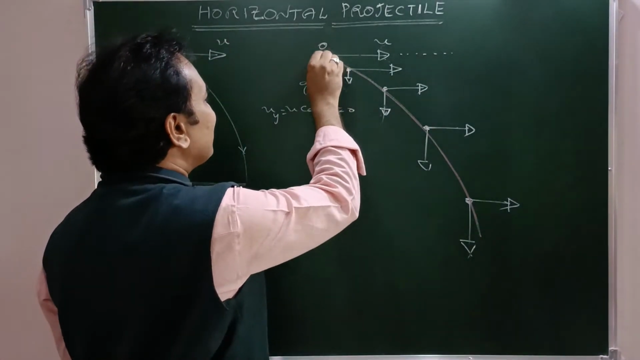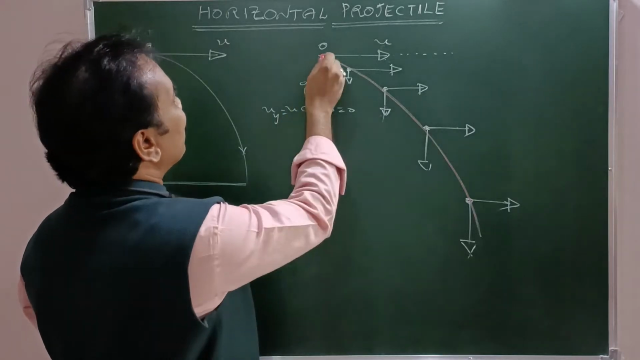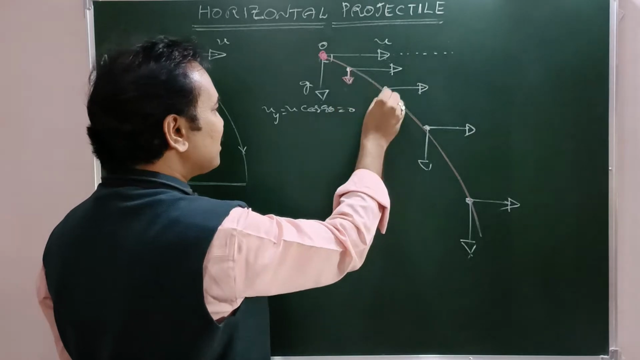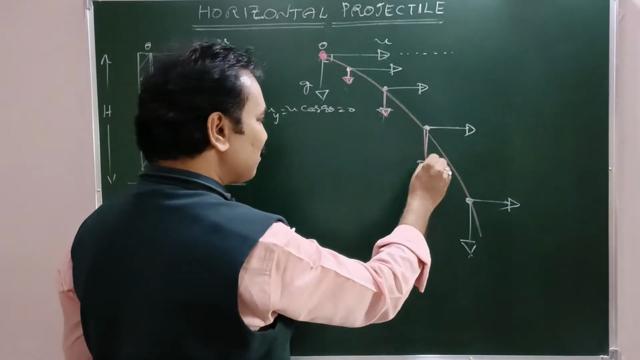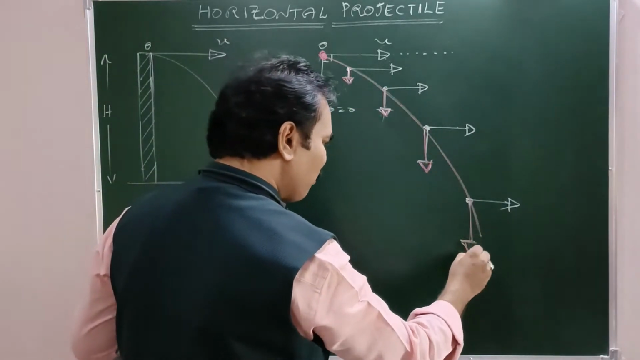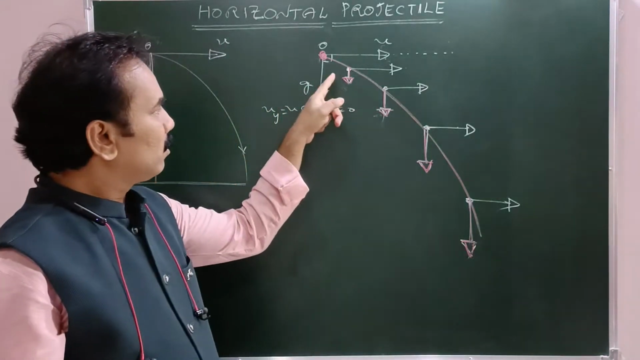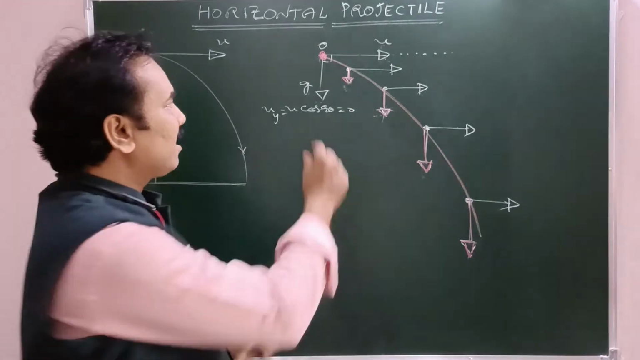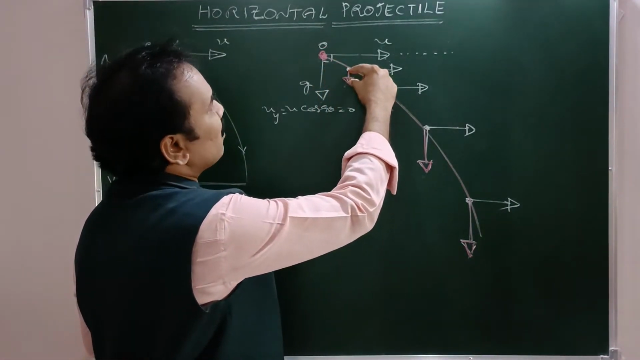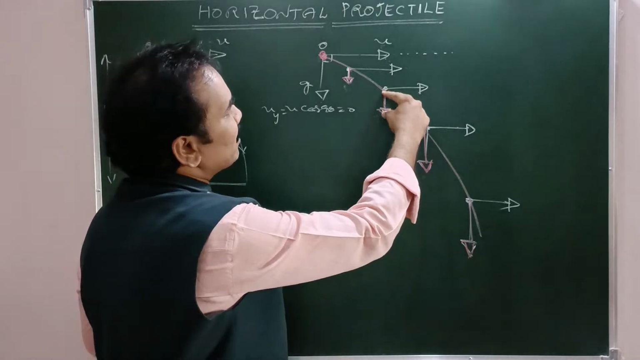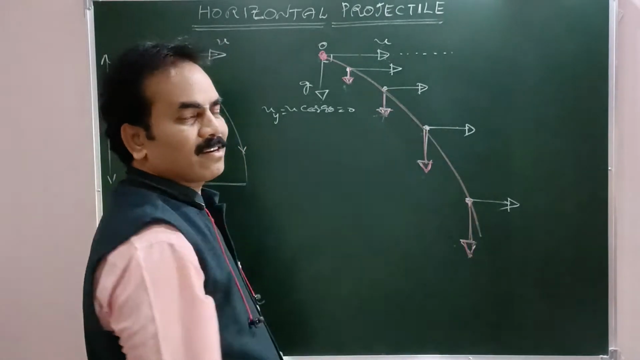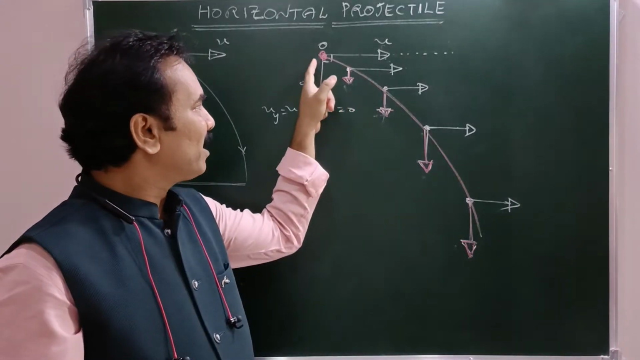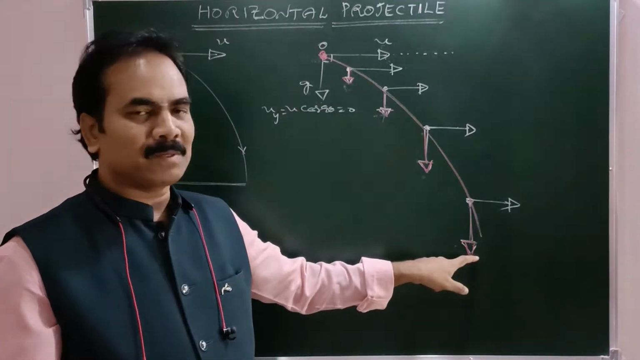Here, what is the vertical component of velocity? uy is 0 at the point of projection. But because of gravity, the vertical component of velocity increases with time like that. So symbolically, to make you understand, I drew larger and larger lengths for the vertical component of velocity. Here 0, here it somewhat increases, here it further increases, here further, here further. So it becomes maximum just before striking the ground. So the vertical component gradually increases from 0 up to a maximum, right?